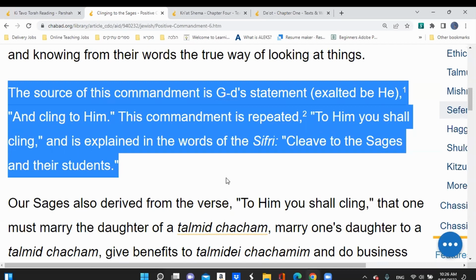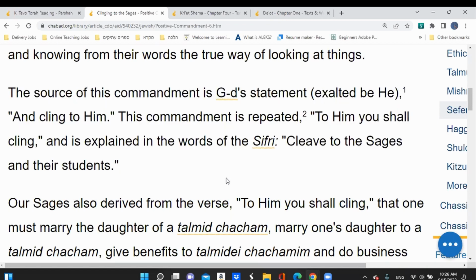Can I read? Yes, sir. Go ahead. Bechavod. The source of this commandment is God's statement, exalted be he, and cling to him. The commandment is repeated, to him you shall cling, and it is explained in the words of the Sifri, cleave to the sages and their students. Okay.